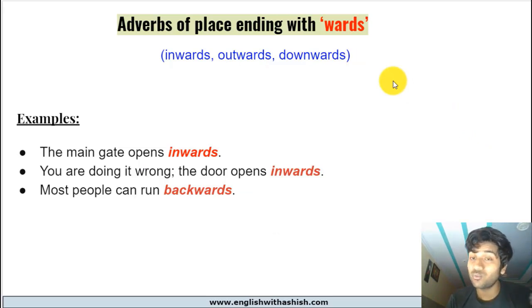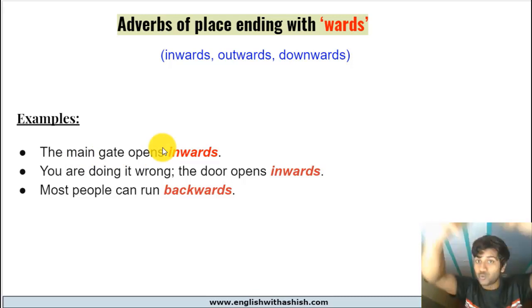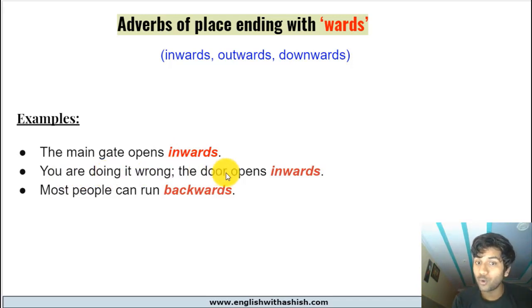Now adverbs of place ending with wards. These are inwards, outwards, downwards. Let's look at the examples. The main gate opens inwards. The main gate opens where? Inwards, towards the direction of inside. You are doing it wrong. The door opens inwards, or the door opens outwards. He slammed the door outwards.